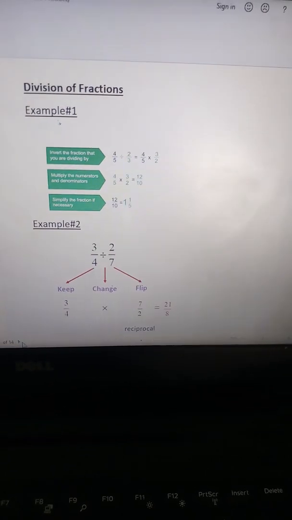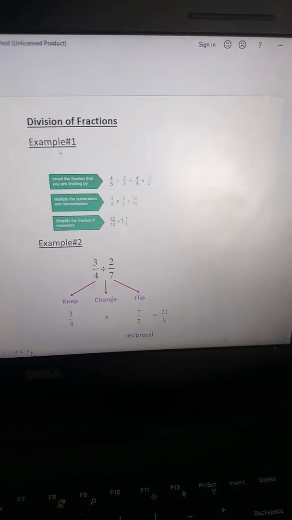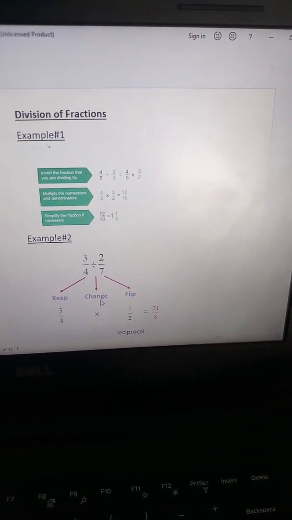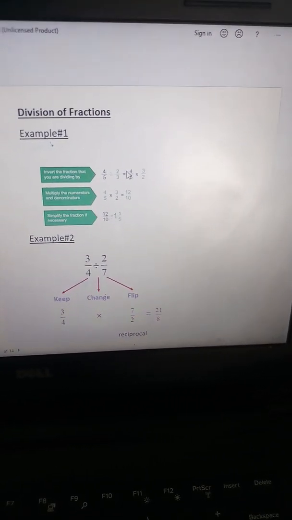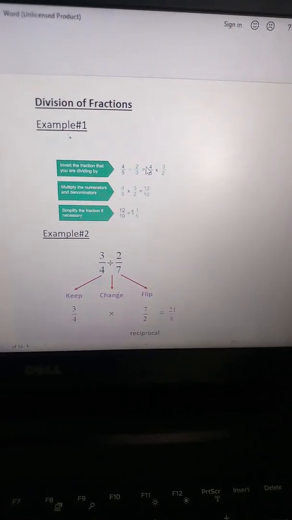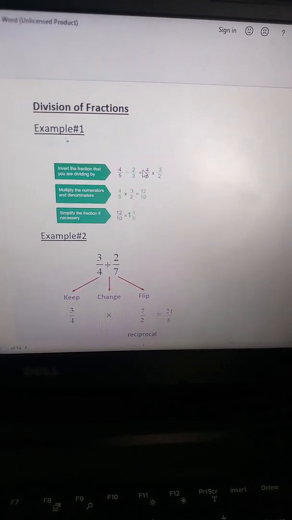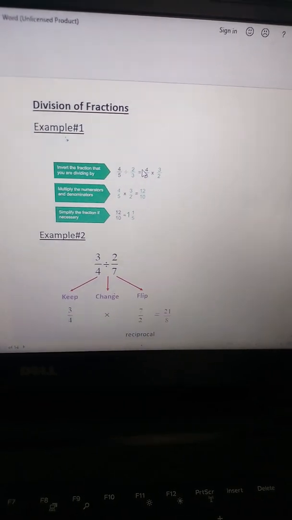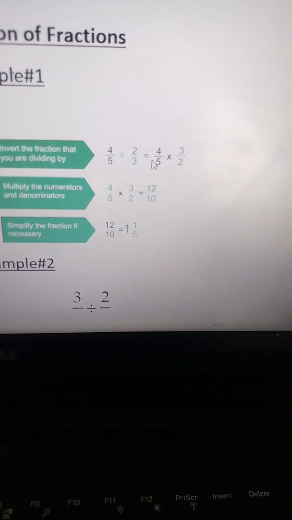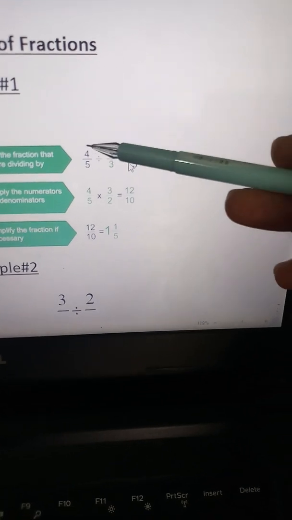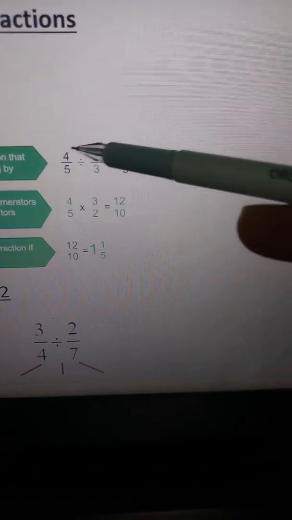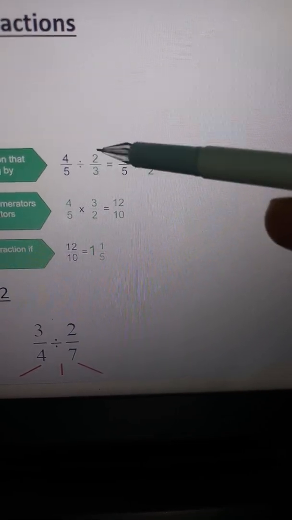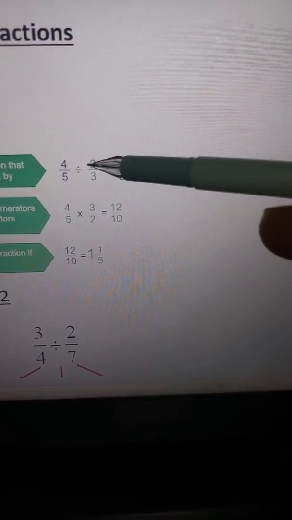In the division of fraction, we have to follow some steps, and the first step is to change the sign to multiplication and then take the reciprocal of the fraction that you are dividing by. So let me explain the example. Here are two fractions, 4 by 5, and the sign of division in between them, and the next fraction is 2 divided by 3.